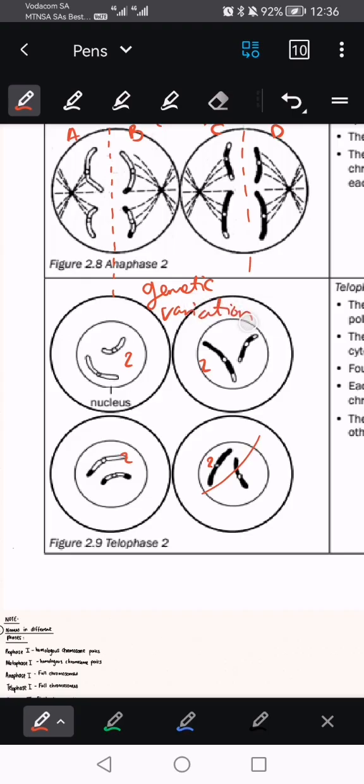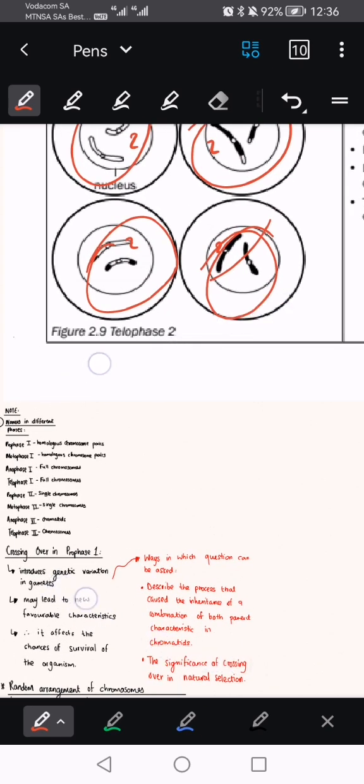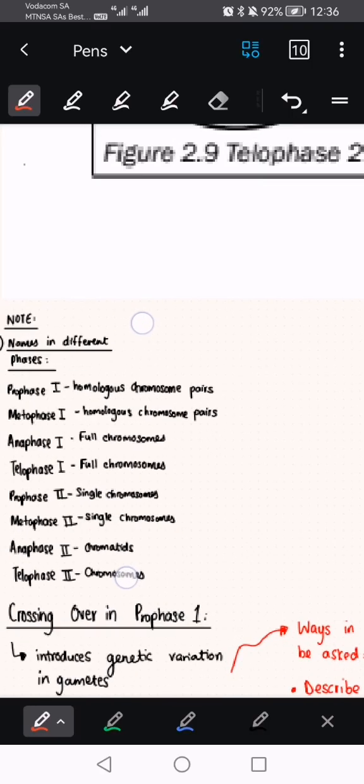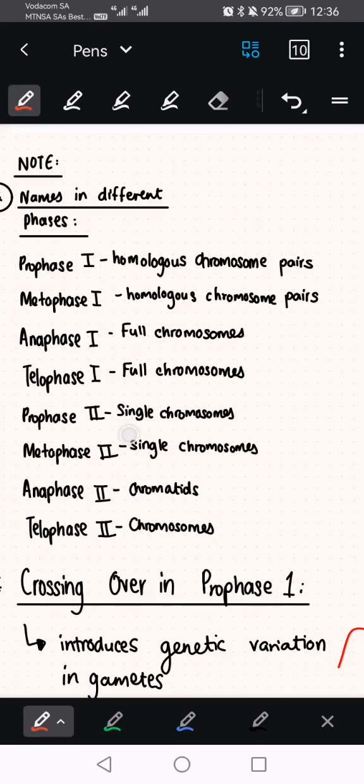So depending on which sperm cell reached the ovum first, it will get one of these sets of characteristics. All of them have different characteristics, different traits, right? And that is why we say that they are genetically different. And here I made a nice note of the names of what is taking place in the different phases.